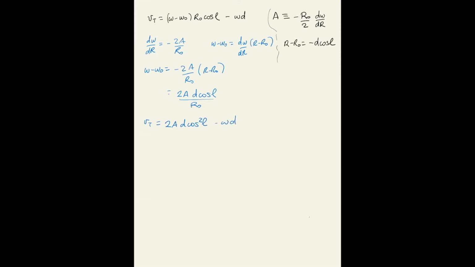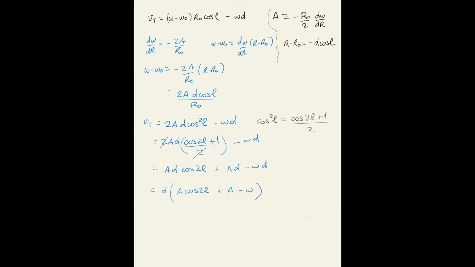Now use the trigonometric identity that the cosine squared is equal to the cosine of the double angle plus 1 over 2. So this becomes 2Ad times cosine of 2l plus 1 over 2 minus Ω d. So this 2 cancels, and then you have Ad times cosine of 2l plus Ad minus Ω d. To extract the distance, now everything in this equation here is in terms of observable quantities except Ω.